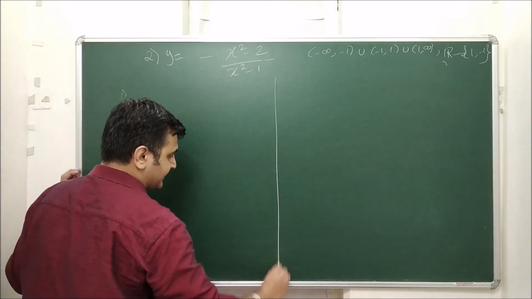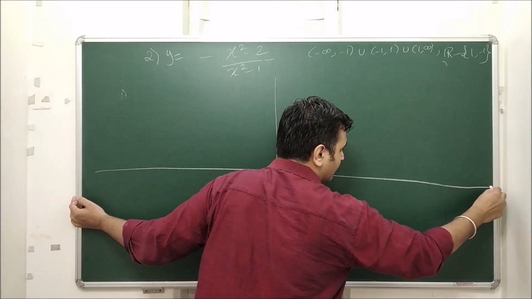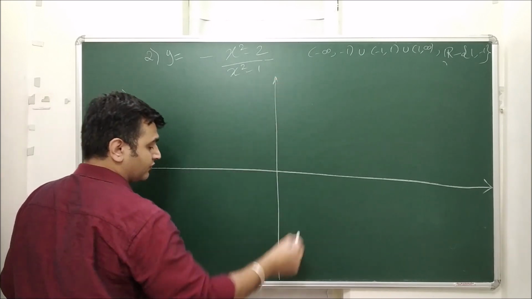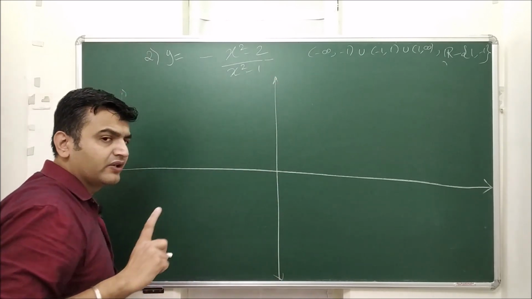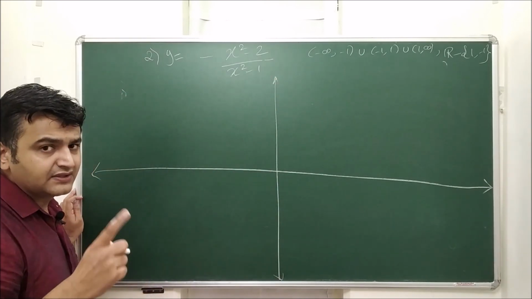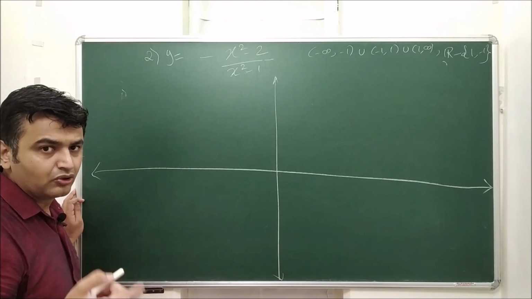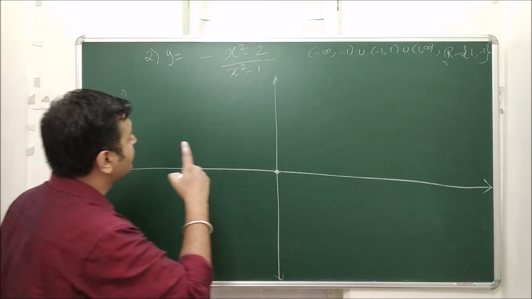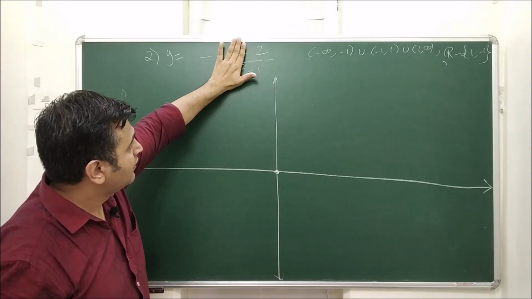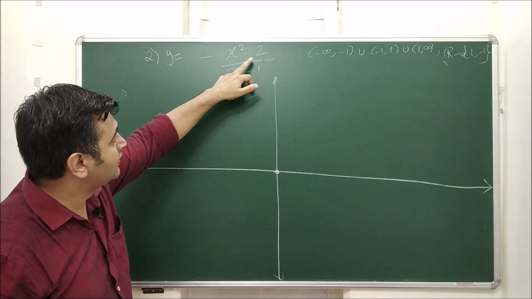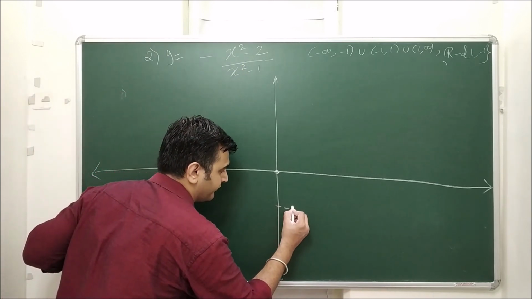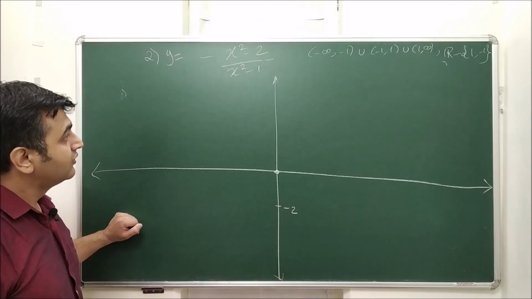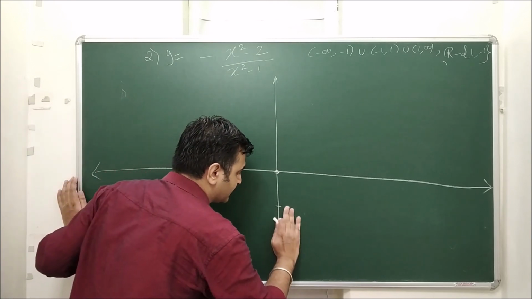So you draw your xy axis, you find the value of the function at those nice points. Which nice points did we get? We only got x equal to 0. For y double dash we did not get any point equal to 0 or not defined. For critical point we got only x equal to 0. So what is f of 0? When my x is 0, my y is minus 2. Okay, good. So this is my point 0 comma minus 2.